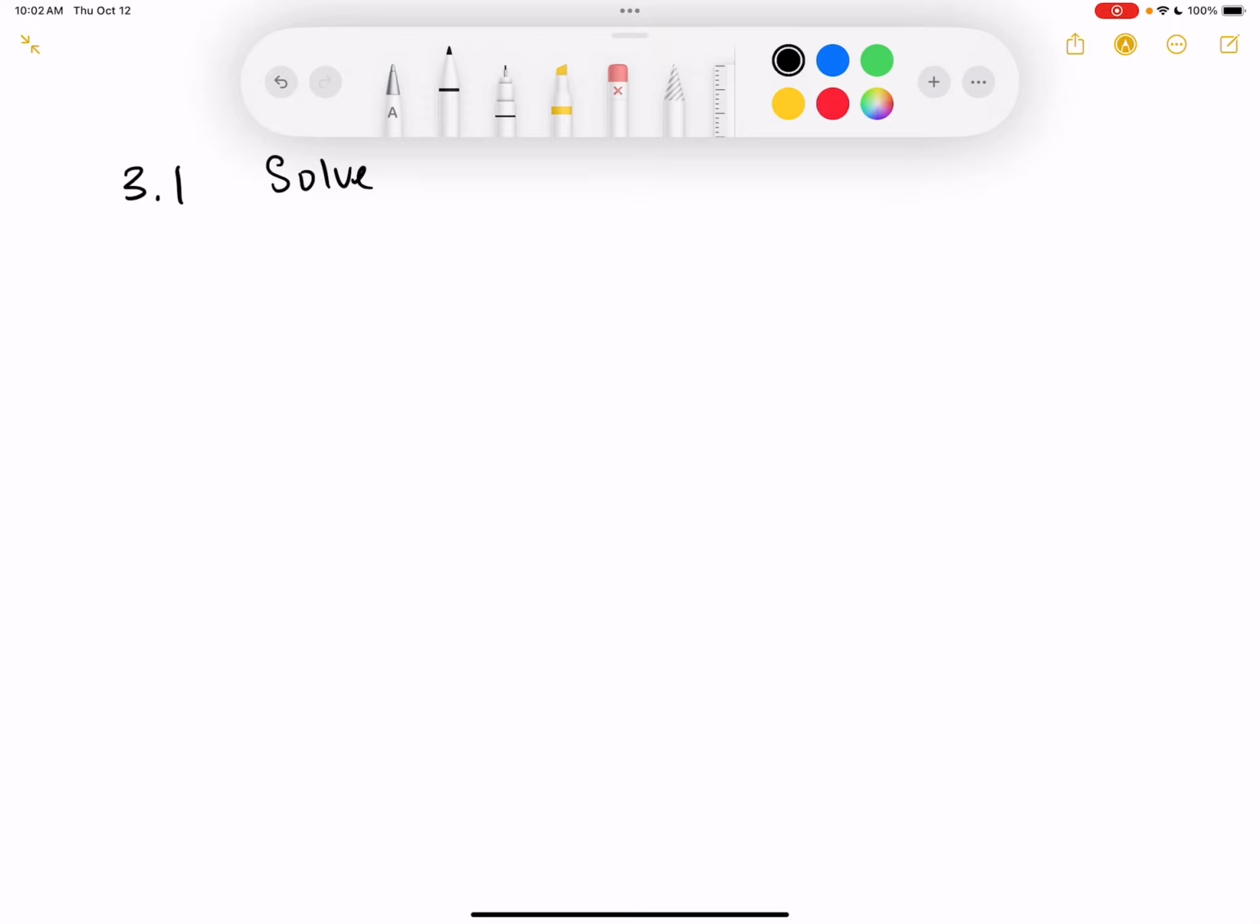3.1, solve linear systems by graphing. So, as I'm sure you can guess, we'll be graphing in this section.